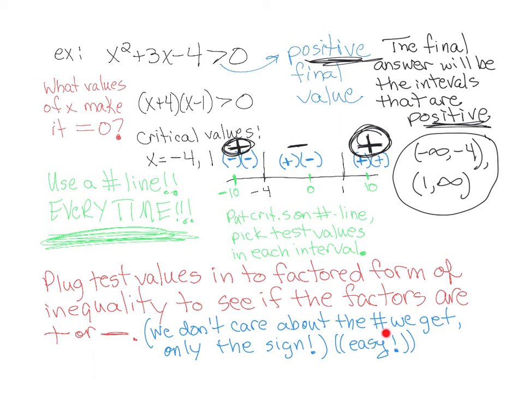I don't care about the value that we get. I'm only looking for the sign, which makes these problems really easy if you follow the steps. So once I've multiplied out what I got with my test values, the pluses and minuses, to get my final positives and negatives, I go back to the beginning and see that I need positive numbers. Circle the pluses, write down those intervals in interval notation, and that's how you work these problems.